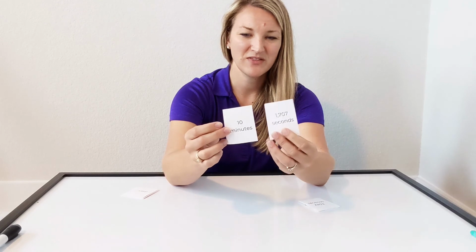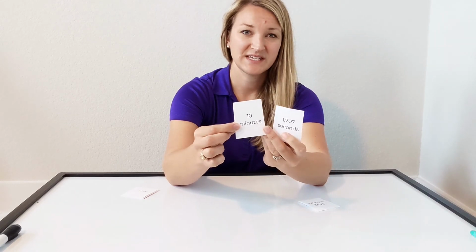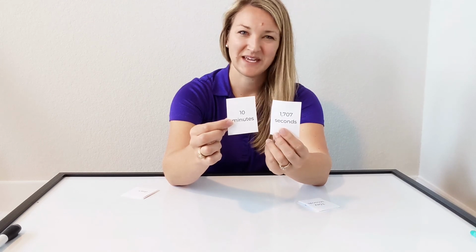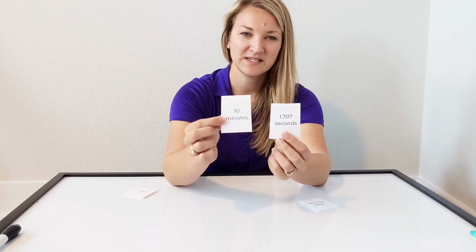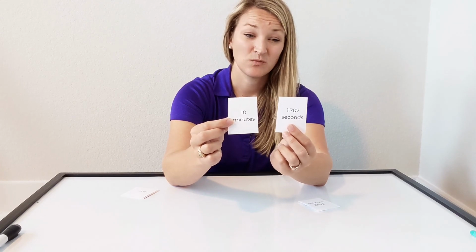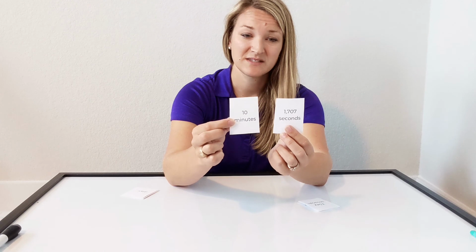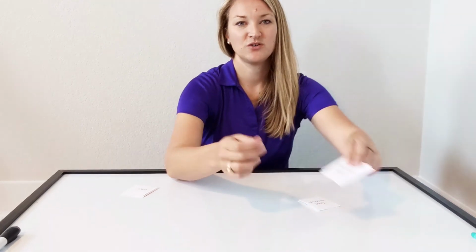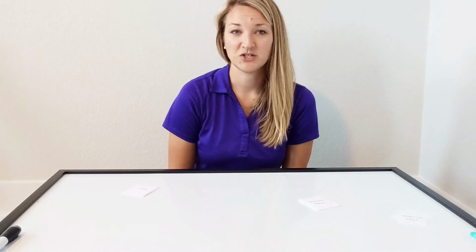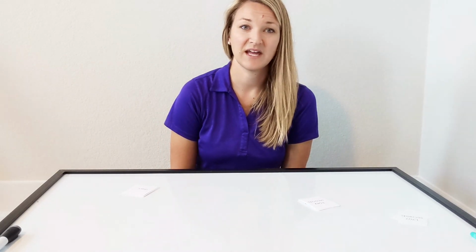However, we can also think about the fact that I know 60 seconds are in 1 minute, and if I have 10 of them, that's 600 seconds. I can pretty easily reason through that and identify that 600 seconds is a lot less than 1,707 seconds. So we can encourage students to use reasoning to determine if an actual calculation is necessary instead of calculating it every single time.